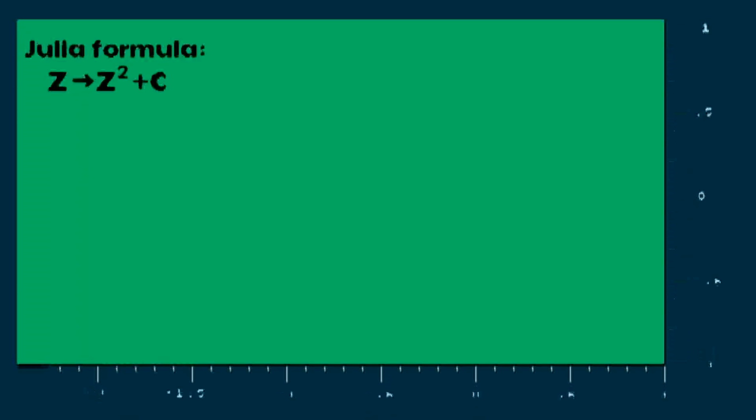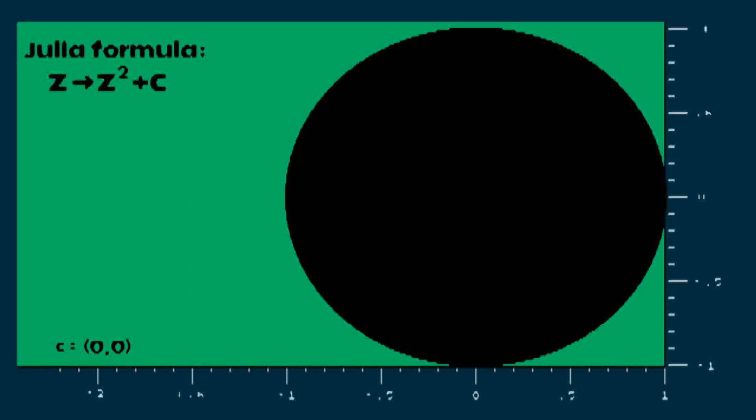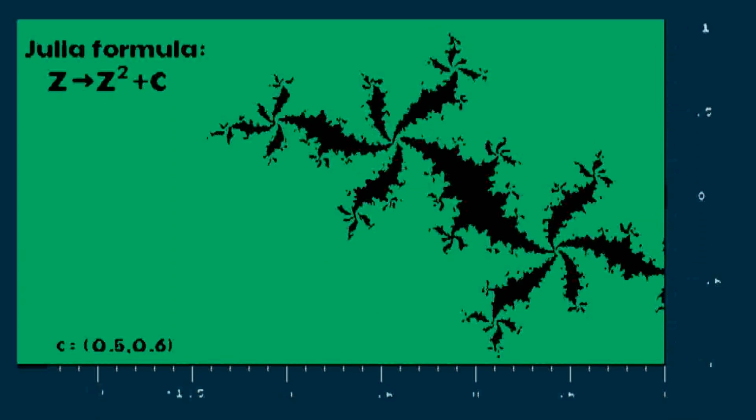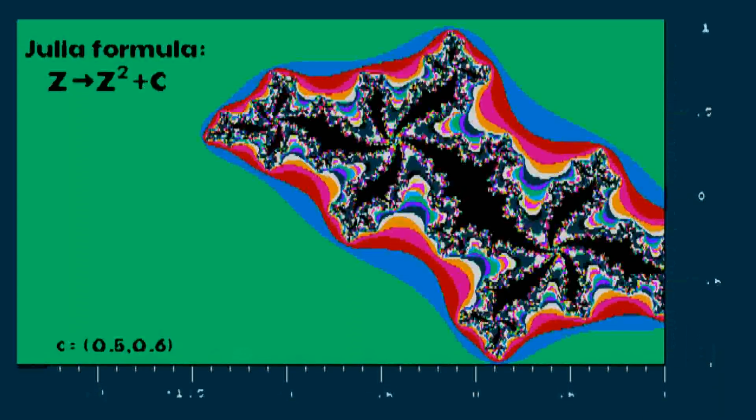Let's plot the Julia set for the complex number 0, 0. The Julia plot for 0, 0 gives us a black circle. Let's try another point. Points move out of our range as they are being iterated. It's the same Julia plotted in color.